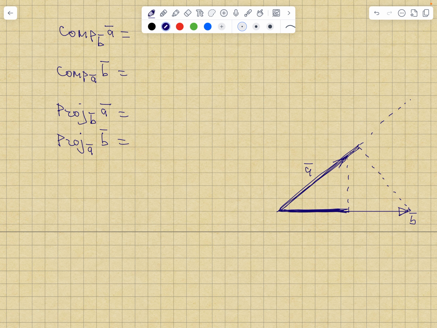And the same applies to projections, right? Because projection of B onto A will have a direction of A, and projection of A onto B will have a direction of B.